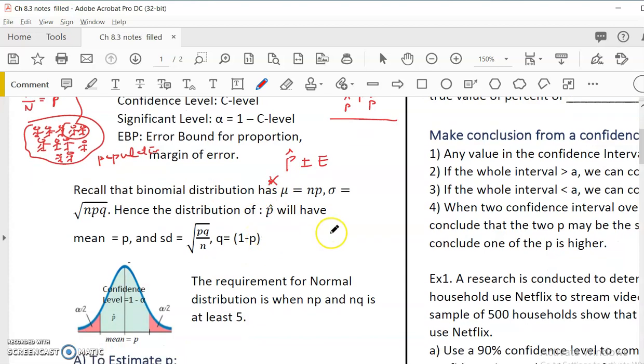So the distribution of p hat will have a mean. P hat is x over n, so you divide this by n, and you divide this by n. It turns out that the mean of p hat will be the real p, and the standard deviation will be the square root of pq over n. And what is q? Q is the probability of failure, not success.